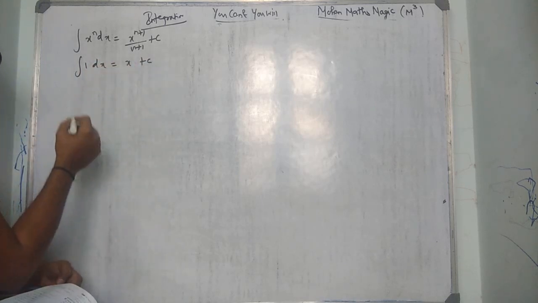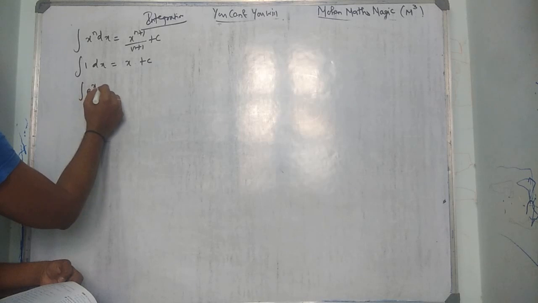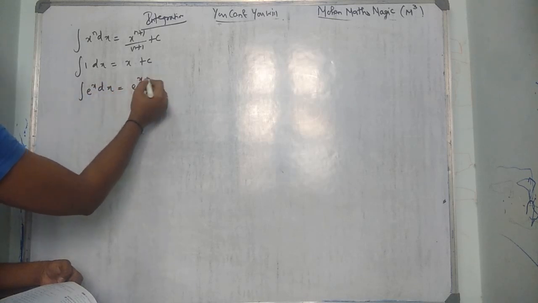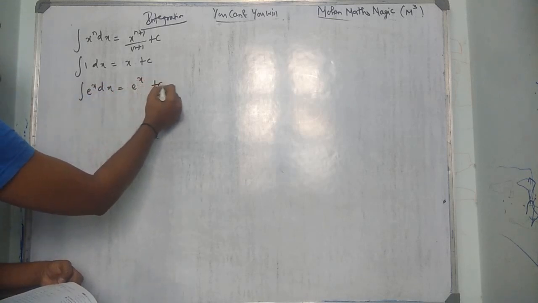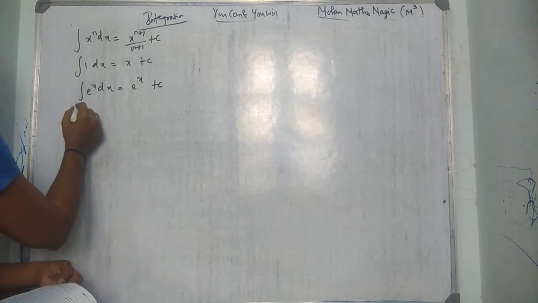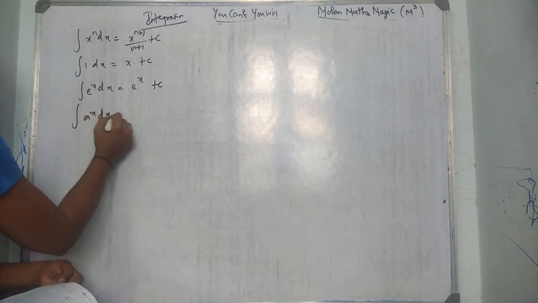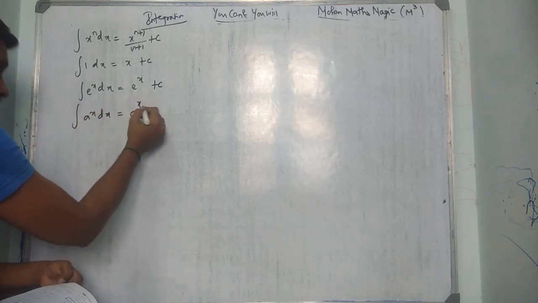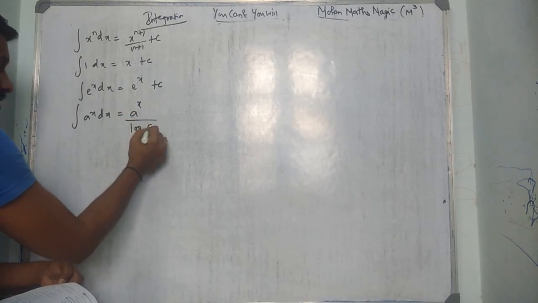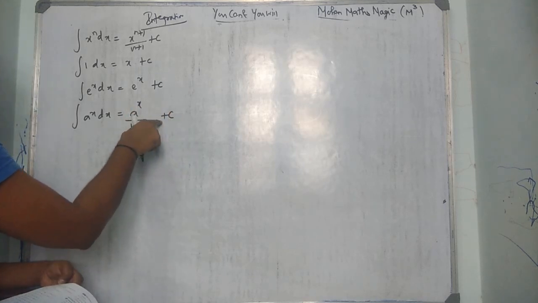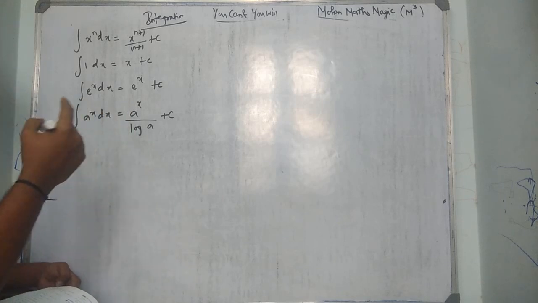And the third one, integration e power x, you get e power x. For all the indefinite integrals, you have to put plus c. And a power x dx, a power x upon log a. In differentiation, you will put into log a. In integration, you put upon log a.